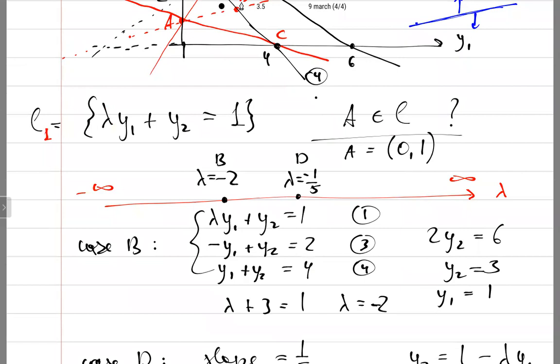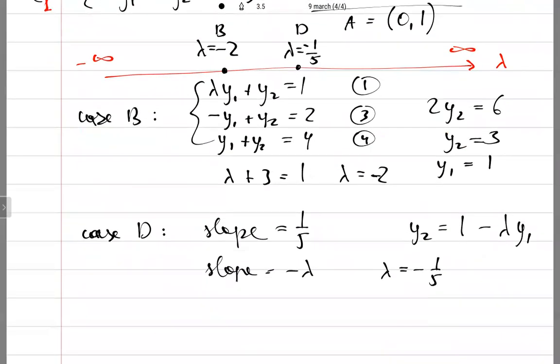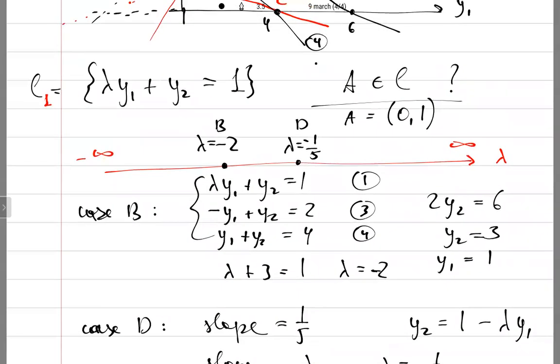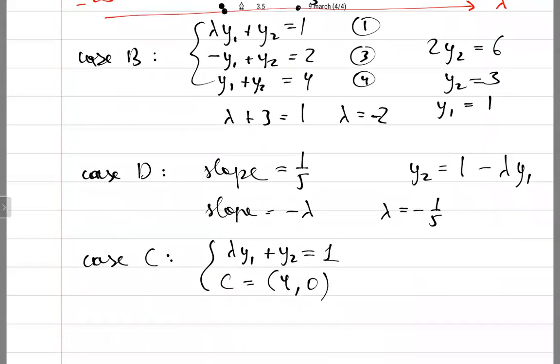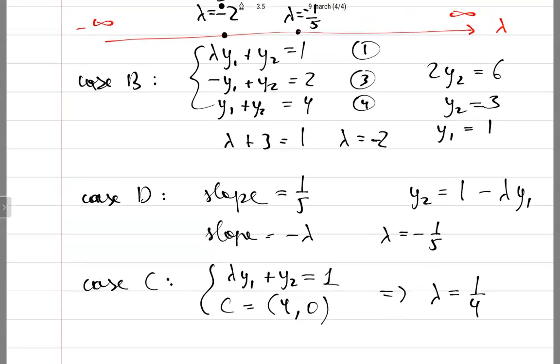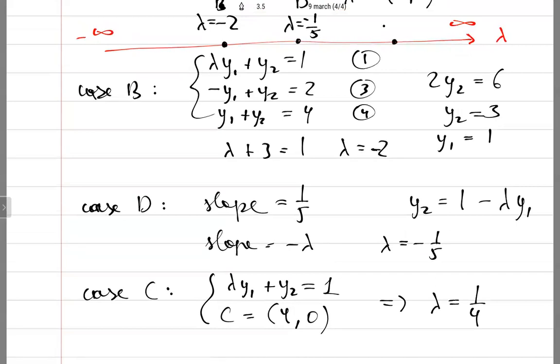And I need case C. Case C, my line lambda y1 plus y2 equals 1 should pass through the point C. And C has coordinates 4 and 0. And that means that lambda is 1 over 4. Lambda is 1 over 4, case C.